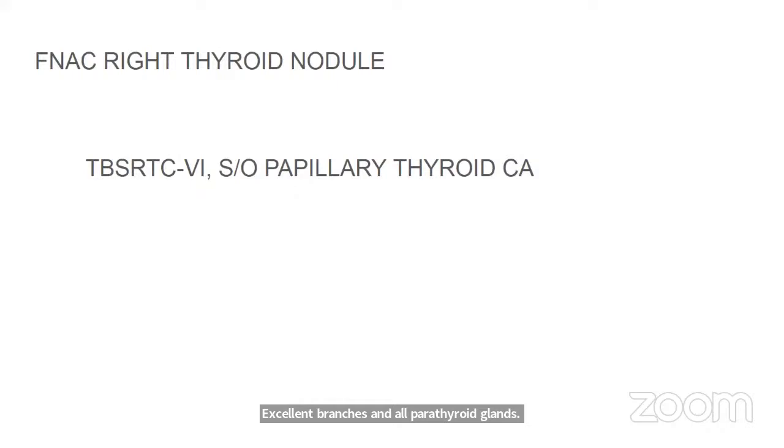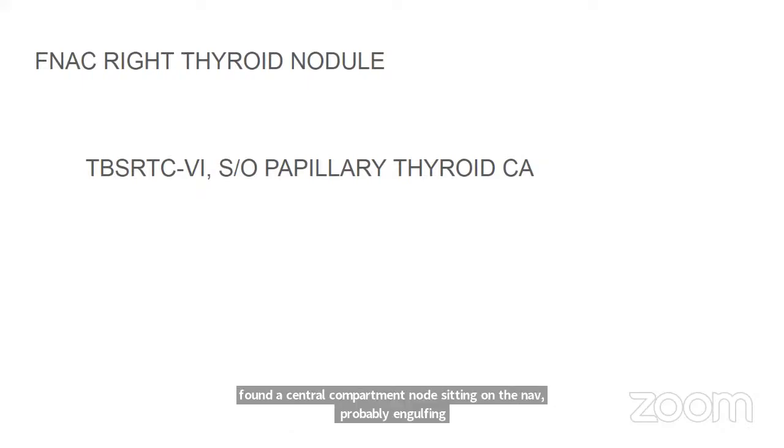Okay. The patient has a functioning vocal cord. You found a central compartment node sitting on the nerve, probably engulfing the recurrent laryngeal nerve. What will you do? How will you manage? The patient has a functioning cord.